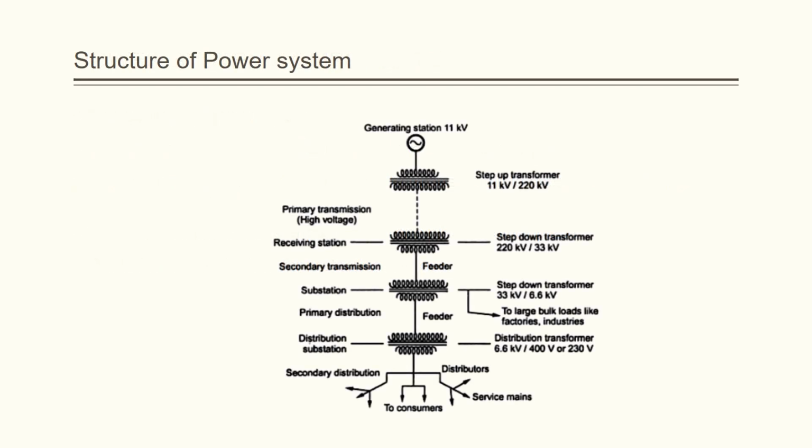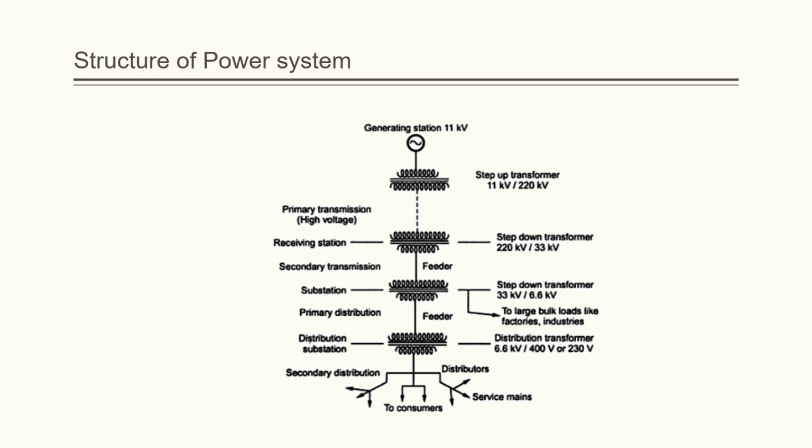So here we have the structure of power system. We start with the generating station. Initially we have a generating station of 11 kilovolt. Then we have the primary transmission, where a step up transformer converts the 11 kilovolt to 220 kilovolt. Next, we have the receiving station.